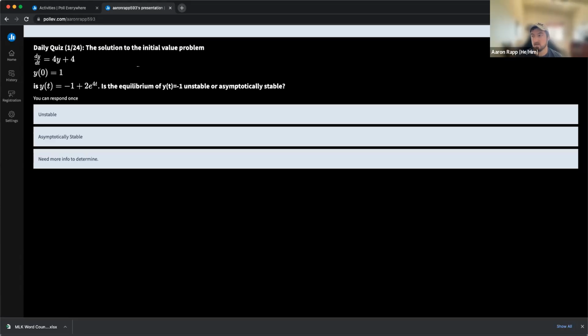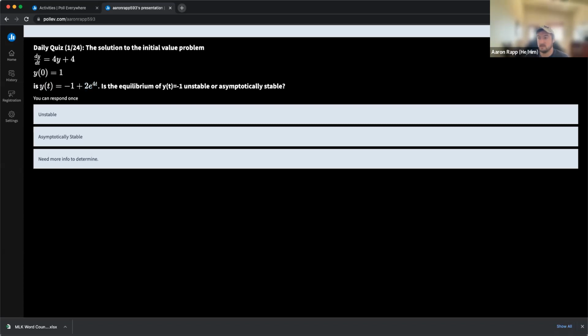But today's daily quiz, there's a lot of detail, but you don't have to look at too much to get the answer. So you remember what key parts to look for. So we have this differential equation. The derivative of y with respect to t is equal to 4 times y plus 4. You know that solution y has to be 1 when t is equal to 0.